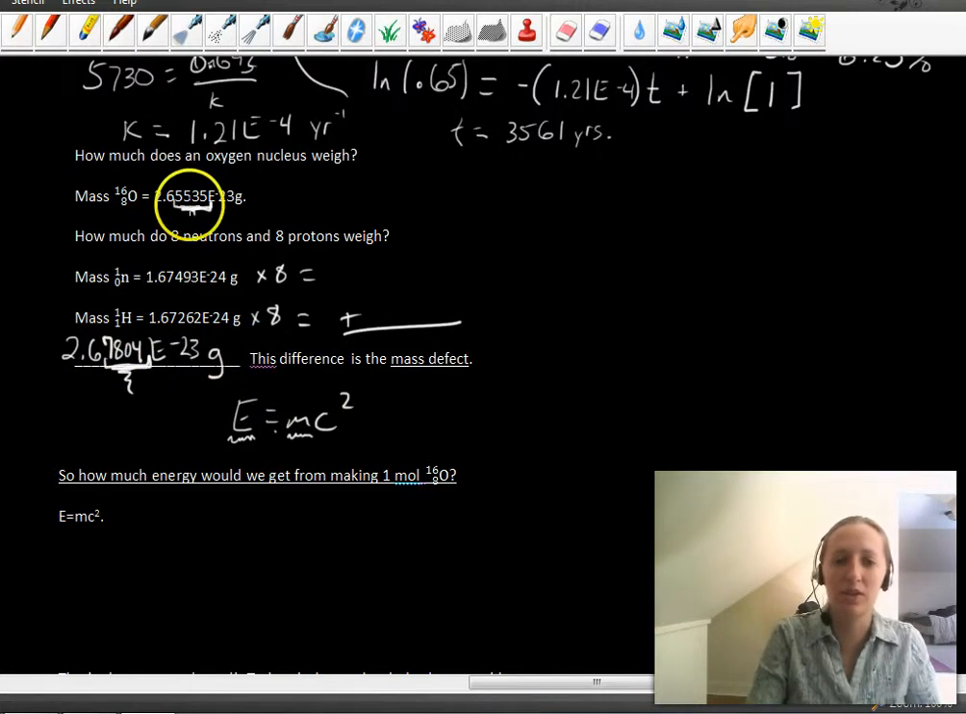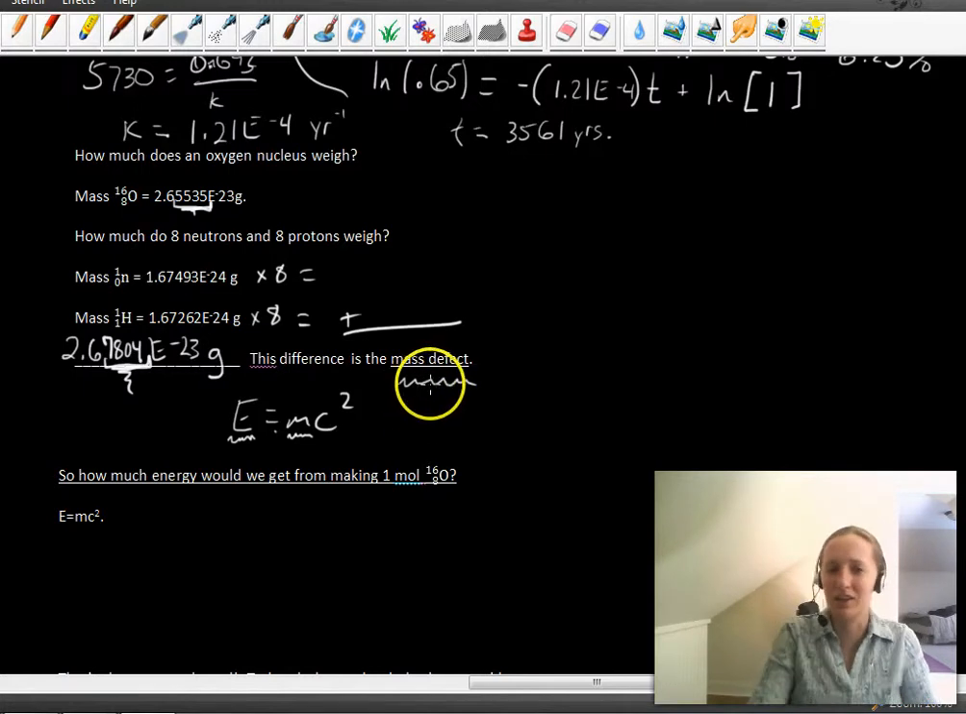And the difference between these two, the observed mass of an oxygen nucleus and the mass that we calculated it really ought to be, the difference between those is the mass defect, which I think is kind of funny and indicates how sad the scientists were to discover this. Like, what? That's defective. How can it be so?